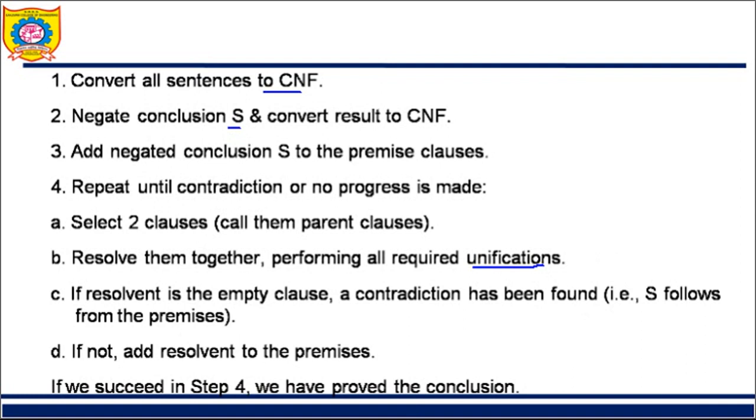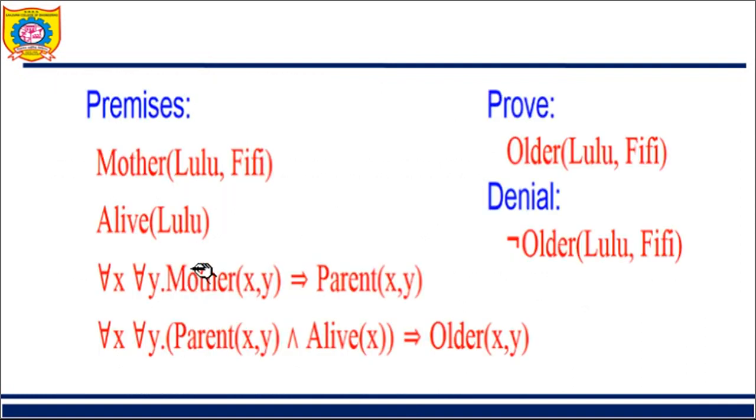Let us see examples. So this is the example. Mother, Lulu, Fifi, that is, Lulu is the mother of Fifi. And Lulu is alive also. What I want to prove is that Lulu is older than Fifi. So as we said, you have to negate whatever you want to prove and add it to the clauses. I need to prove that Lulu is older, so we will negate it.